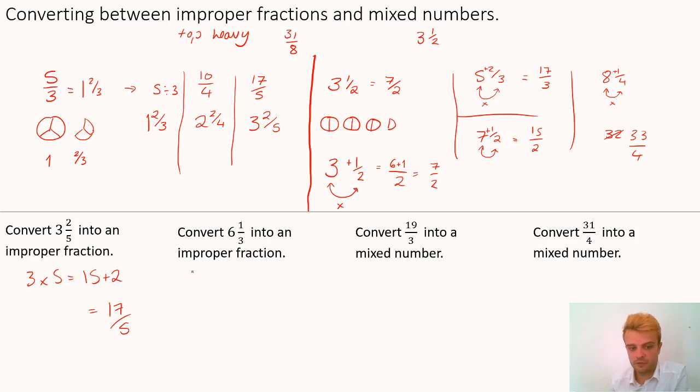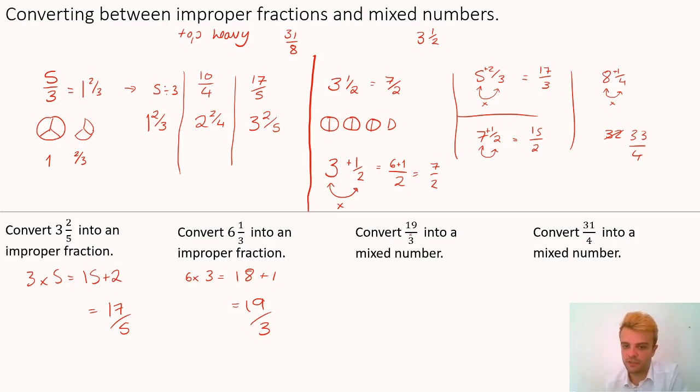Same for 6 1/3. We're going to do 6 times 3 to work out how many thirds are in the 6 wholes that we have, and the answer is 18. But we also have an extra third that's stuck on the end here. So altogether, we have 19 thirds.